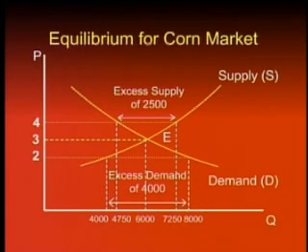Now, at a price of $4, you can see that there will be a 2,500 bushel surplus, since 4,500 bushels will be demanded while 7,000 bushels will be supplied. At a price of $2 per bushel, on the other hand, there will be a 4,000 bushel shortage, because quantity demanded will be 8,000, while quantity supplied will only be 4,000 bushels. Now, that was a simple graphical illustration of equilibrium. But as we've seen before, both supply and demand functions can be represented in equational form as well.